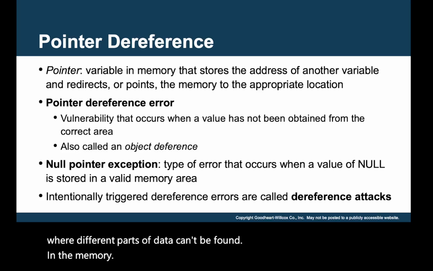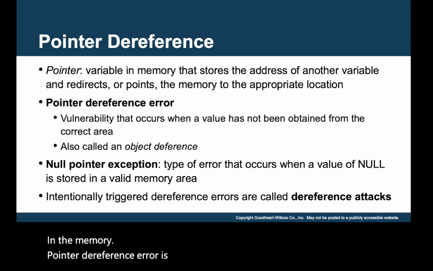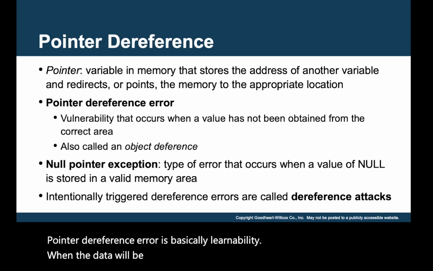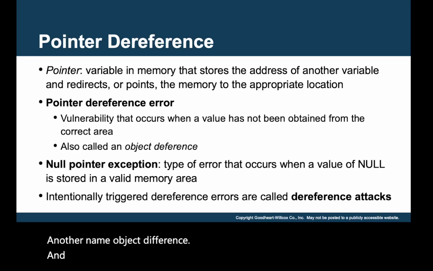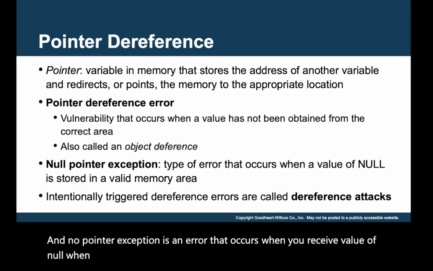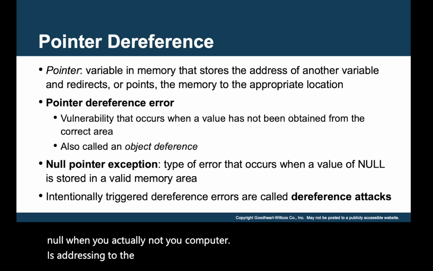And pointer dereference error is basically a vulnerability when the data will be collected from the wrong space of memory. Another name, object dereference. And null pointer exception is an error that occurs when you receive a value of null when the computer is addressing a valid memory area where data is supposed to be.